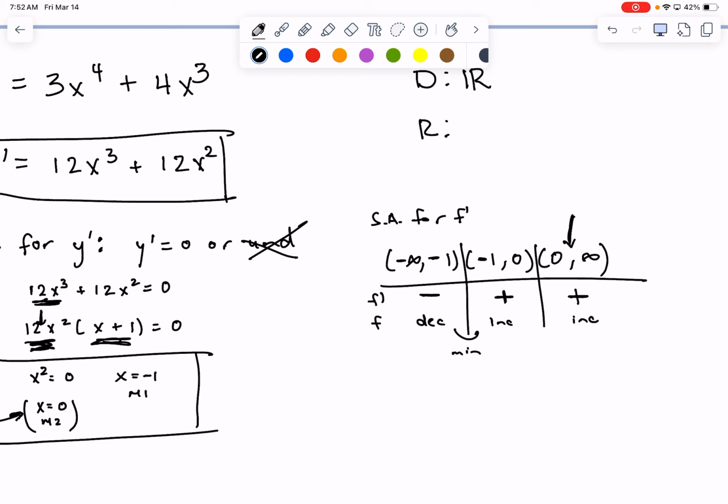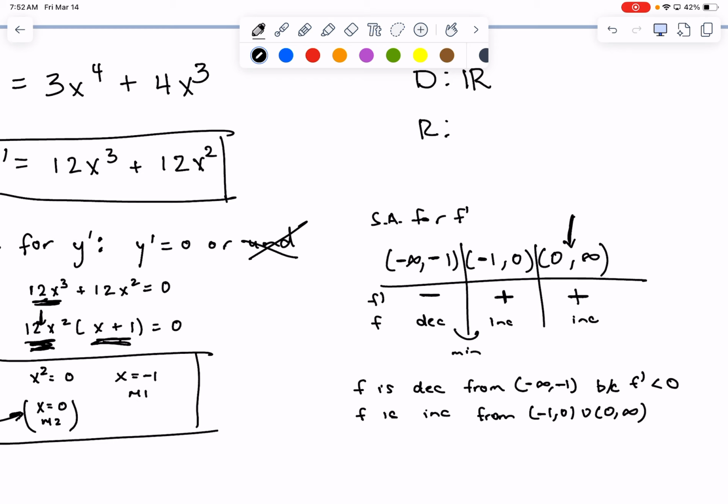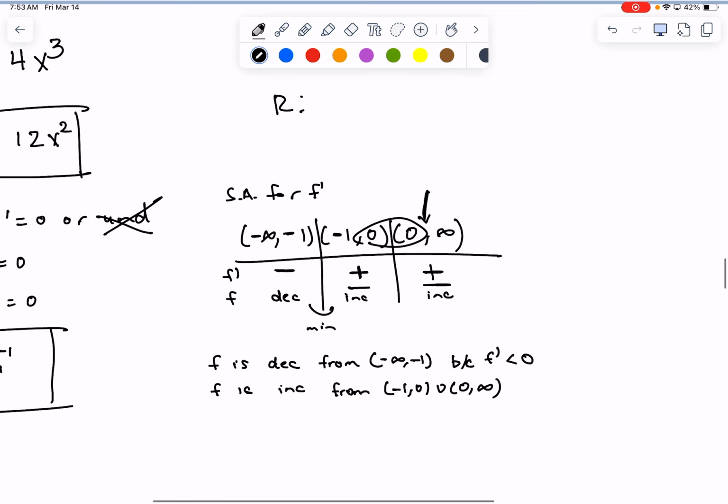So then we're going to have f is decreasing from negative infinity to -1, because f prime is what? Negative. And then we have f is increasing from, and technically you need to say -1 to 0, union 0 to 1, because at 0 it's actually not increasing. It's a critical value. It's a slope of 0 there. So I know it's positive over this entire interval, but this is a critical value. So at 0, for just a moment, it has a slope of 0. And that's because f prime is what?